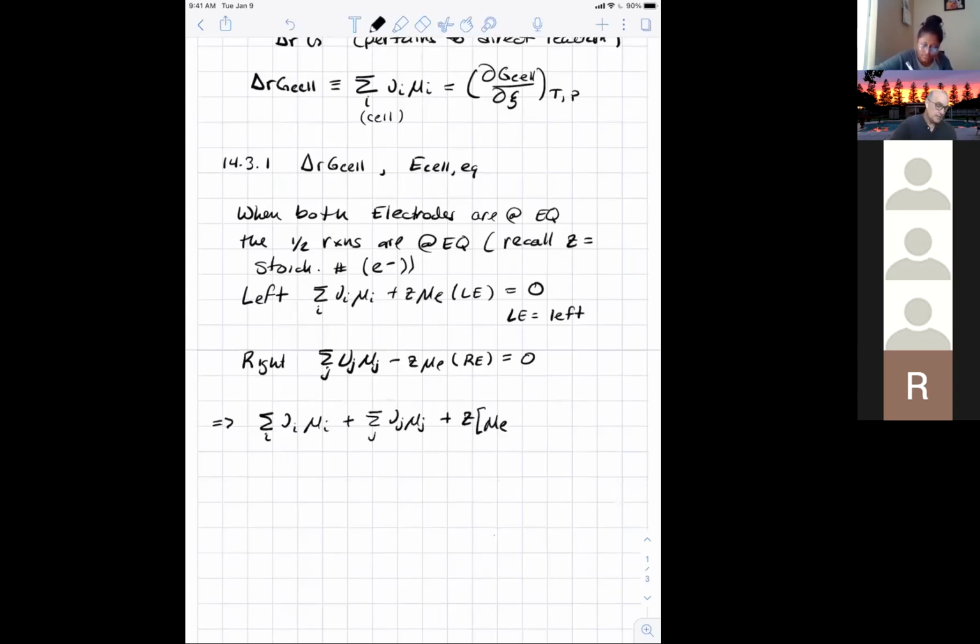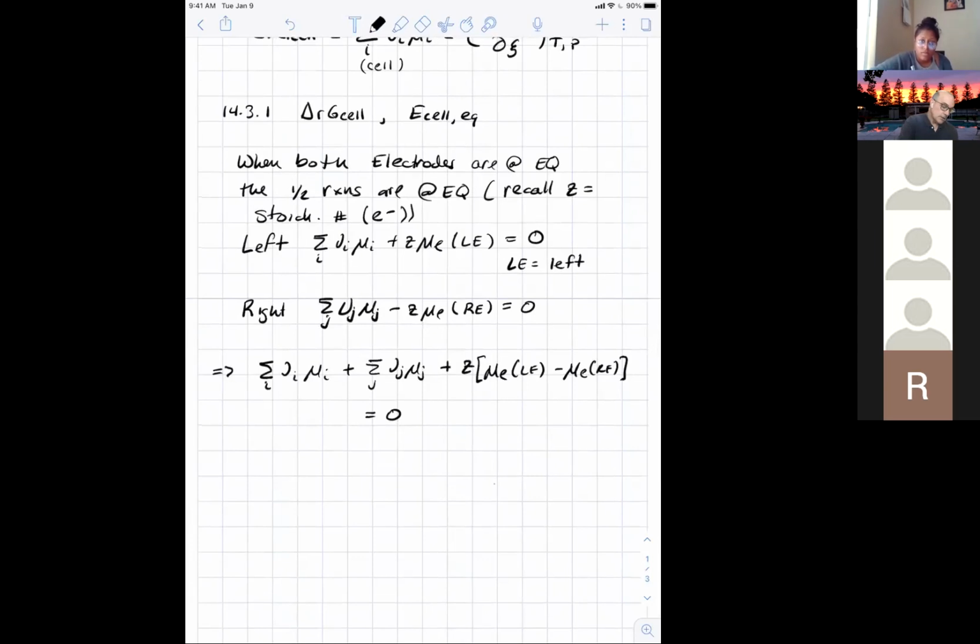And I'm just going to collect the electronic chemical potential terms. This all equals 0. And hold on, let me do it this way. This equals 0. Now what we have here, this first summation, each of those summations is the free energy of the reactants and the products. So those two together are the reaction Gibbs free energy for the cell, right?